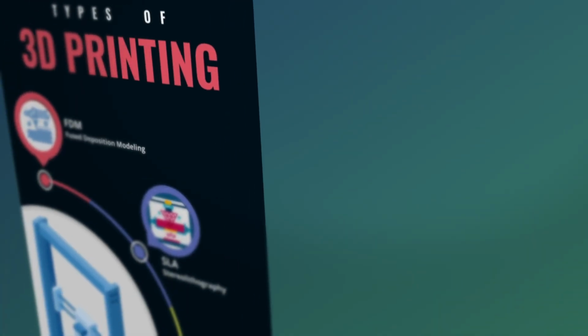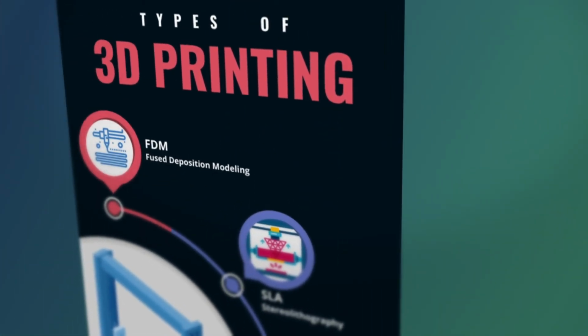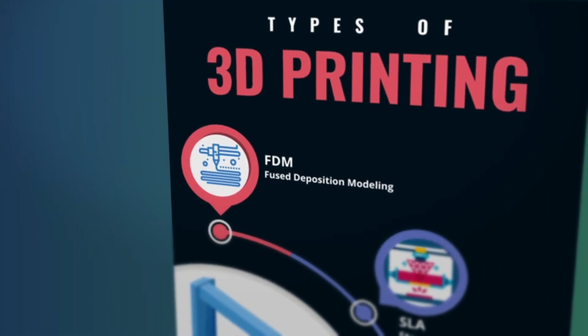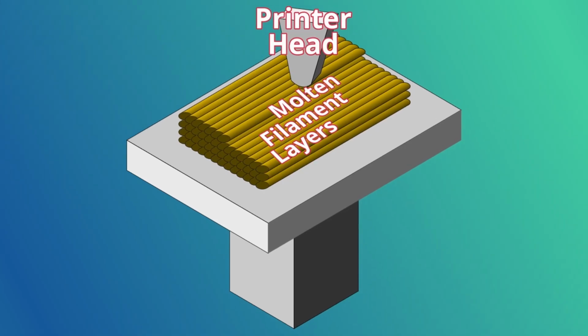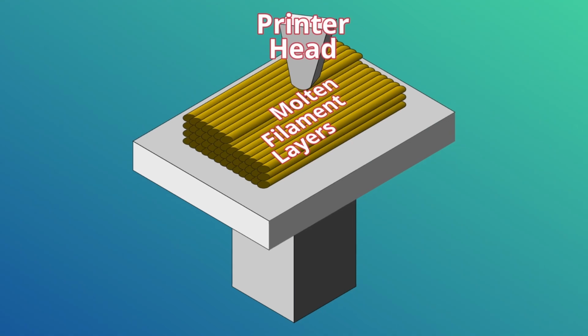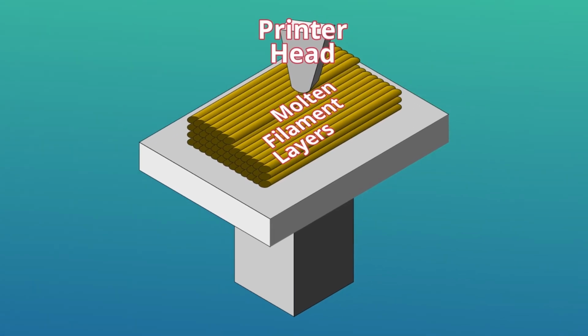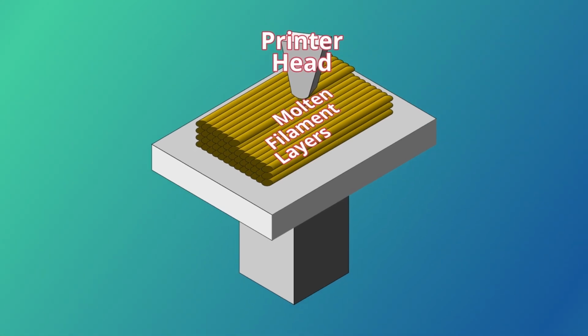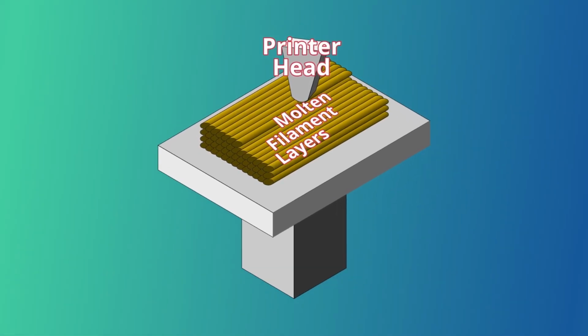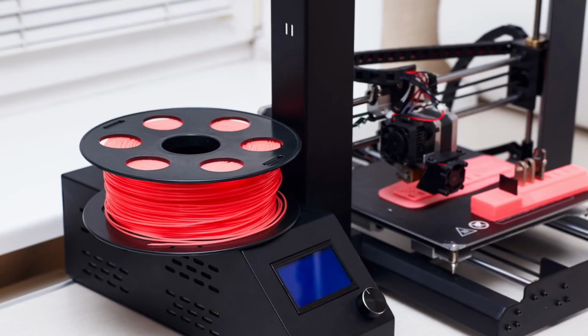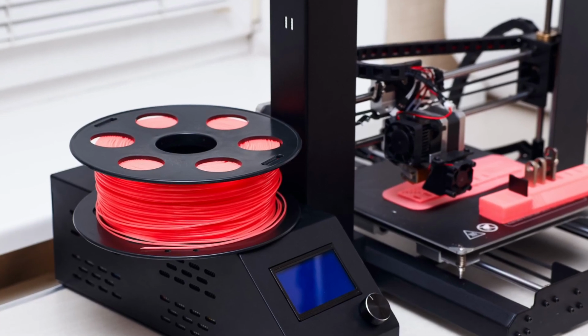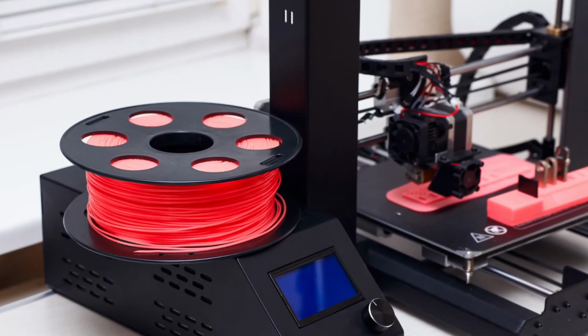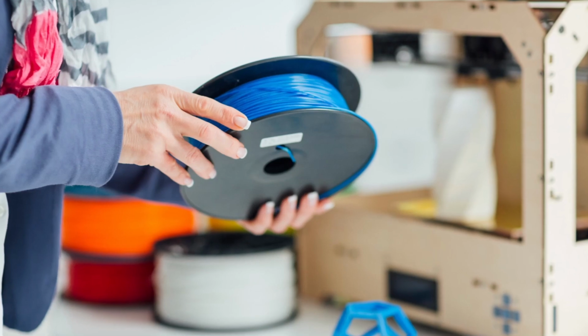So the very first type is called FDM, also known as Fused Deposition Modeling. FDM is like using a precise automated hot glue gun. It melts and extrudes plastic filament, creating the object layer by layer. It's one of the most popular and affordable 3D printing methods. FDM works with a range of standard thermoplastics such as ABS, PLA, and their various blends.